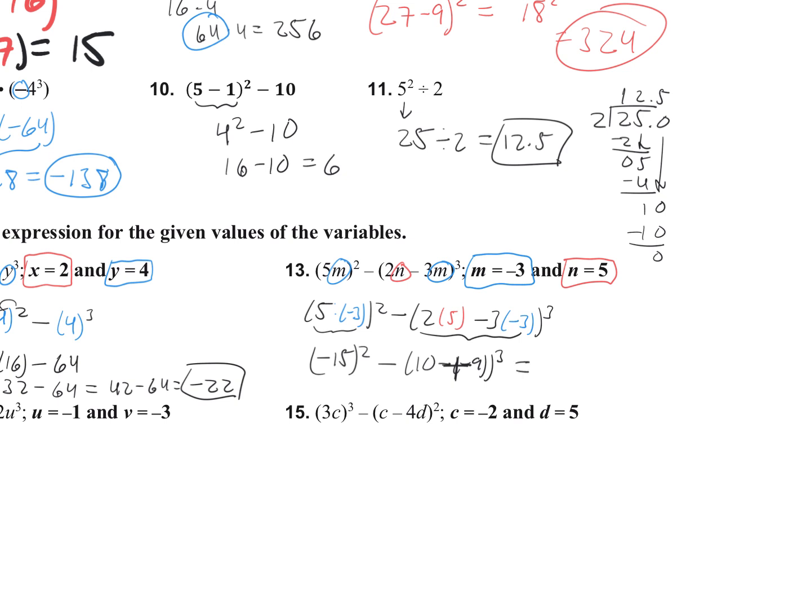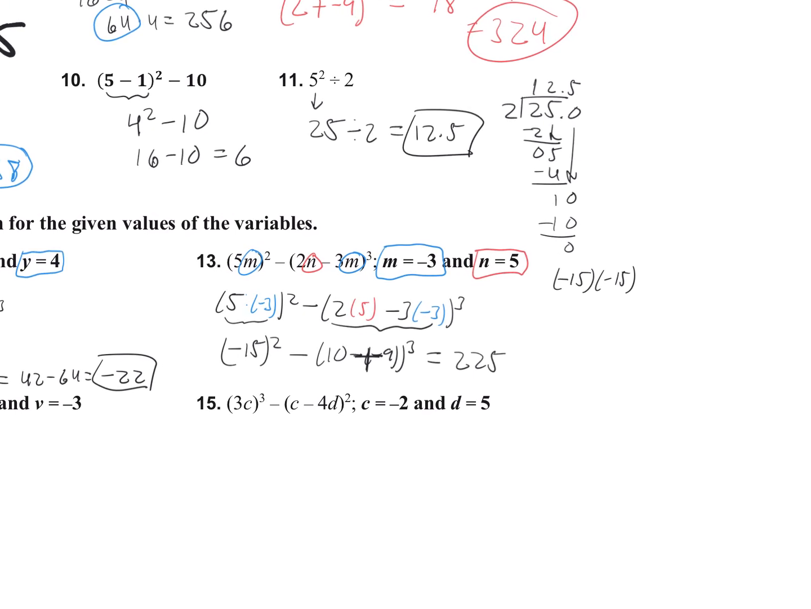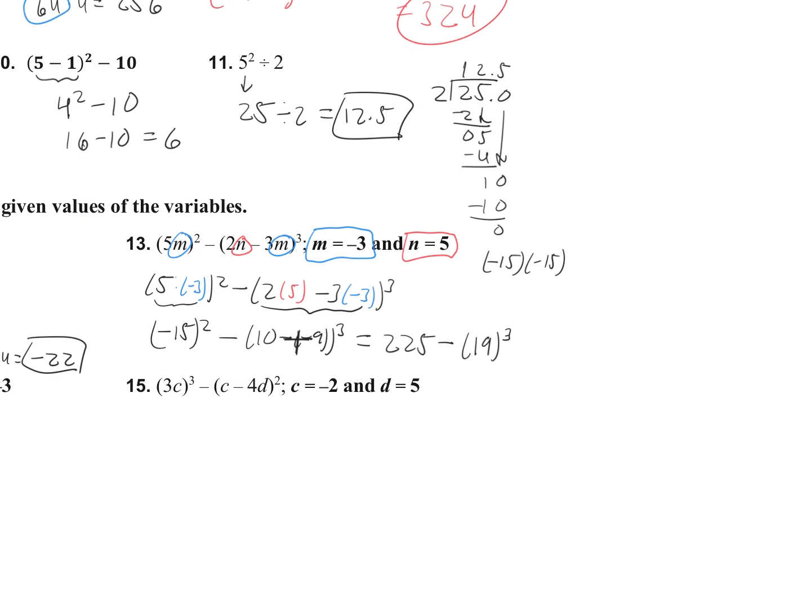All right, so then let's simplify this a little bit more. All right, negative 15 squared, right? That's the same as negative 15 times negative 15. Remember, a negative times a negative is a positive, right? You can work this off to the side, right? That's going to get you positive 225. All right, and then minus 10 plus 9 is 19, so 19 to the third power. All right.